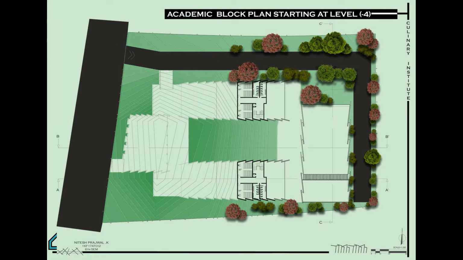Academic block plan starting at level -4, where the service cores are overlapped on each other. In the previous plan at -7, you can see the overlapping of staircases and washrooms. And as I said, the plan is linear, where classrooms are placed on both sides.